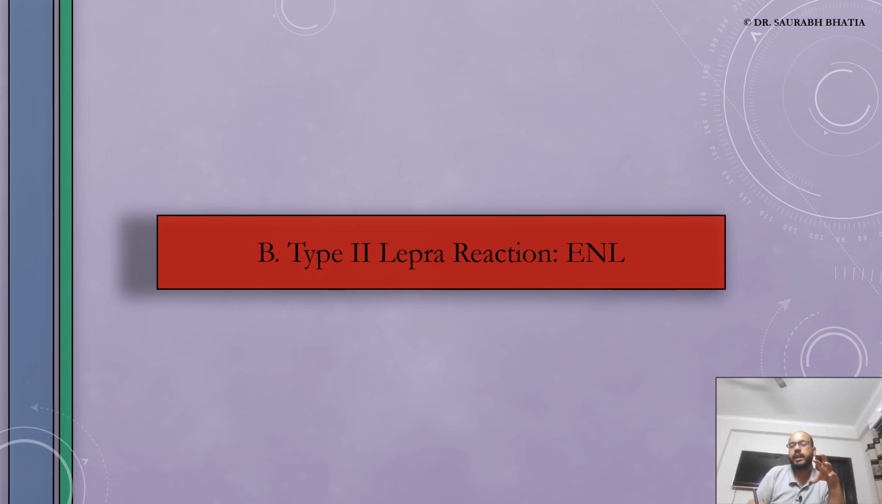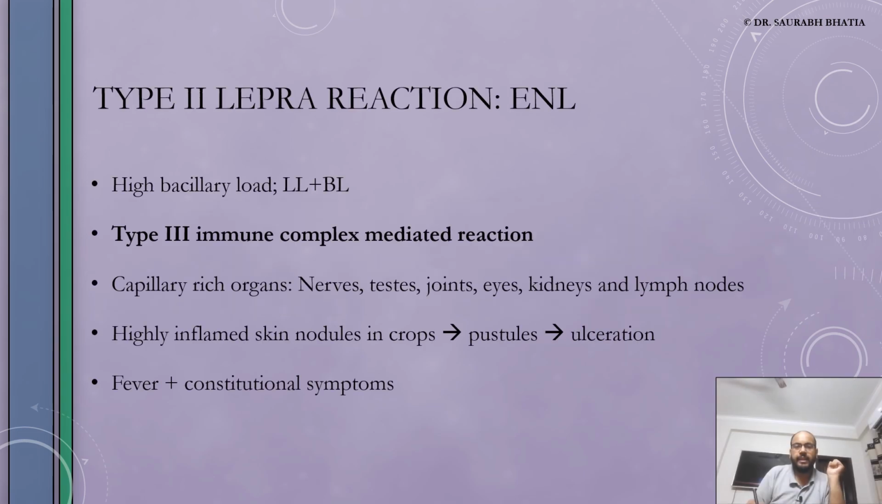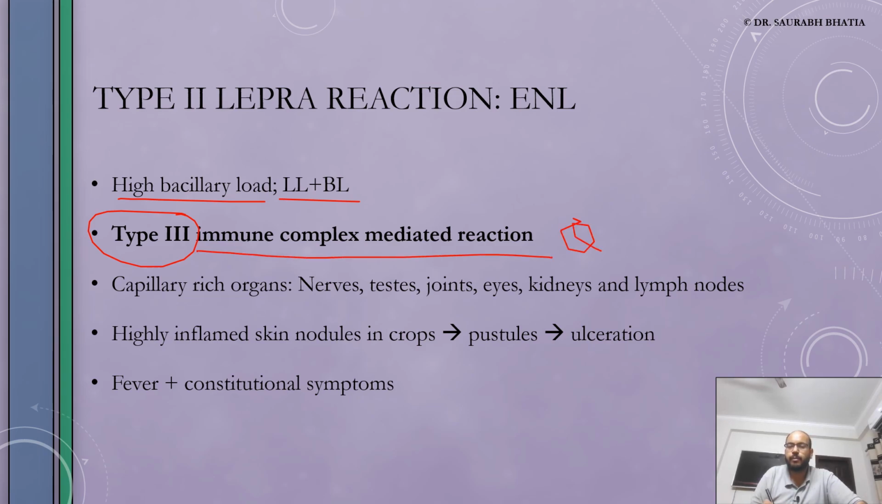Now coming to type 2 lepra reaction, the ENL. In ENL, there's high bacillary load. Okay, there are a lot of bacilli. That's why it happens in the lepromatous pole or borderline lepromatous pole and few cases of BB leprosy. So there's high bacillary load. It is because of type 3 reaction. Type 3 reaction is immune complex mediated reaction, and this is an important viva question or a quiz question. Type 2 lepra reaction is because of type 3 immune complex mediated reaction. Just remember that.